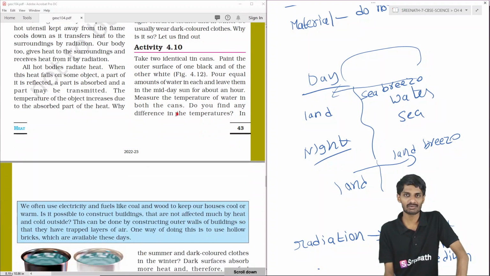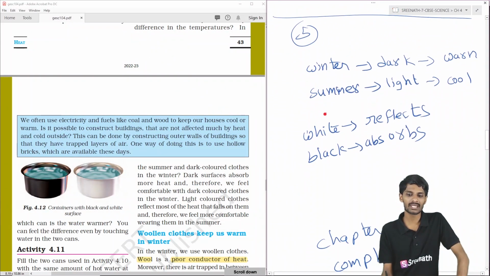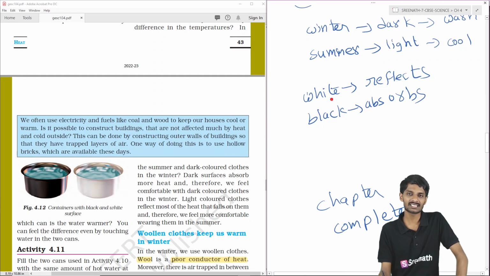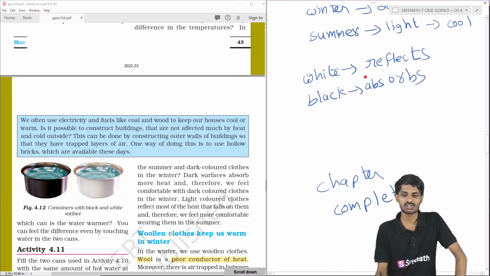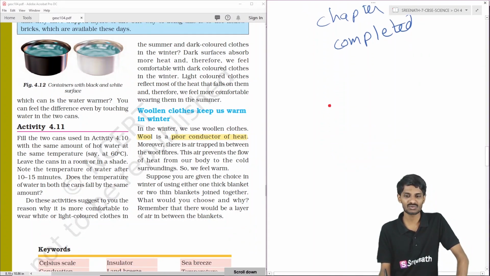Next thing is the kind of clothes we wear in summer. So basically we wear woolen dark colored clothes to keep warm, and light colored clothes to keep cool, students. Okay, and white color reflects the heat and black color absorbs the heat. So dark colors absorb the heat. Okay, students, that is the thing. So finally our chapter is completed, students. Hope you have understood. Our summary is also completed, students.